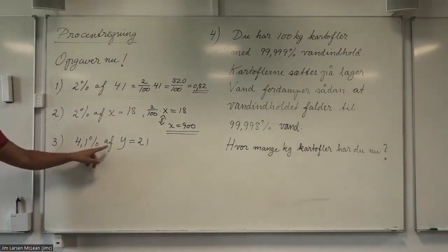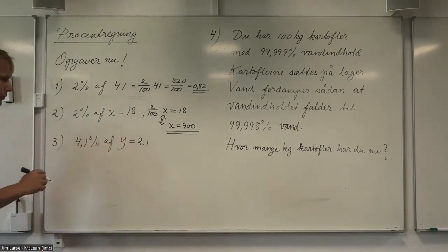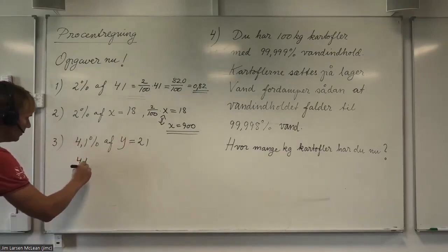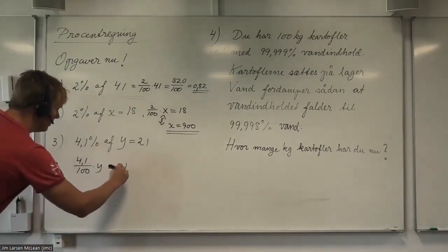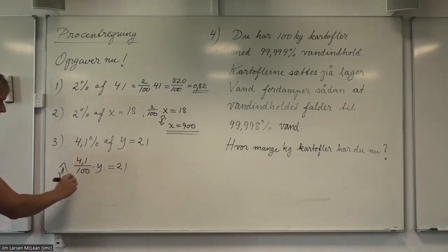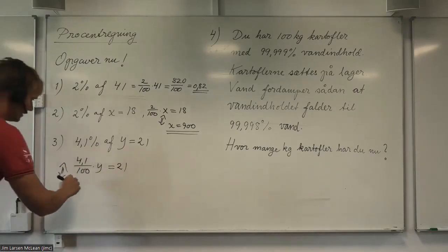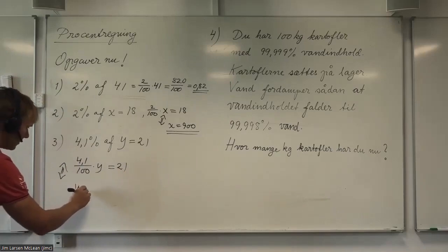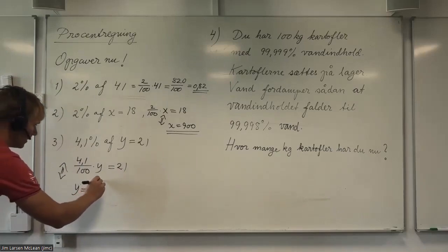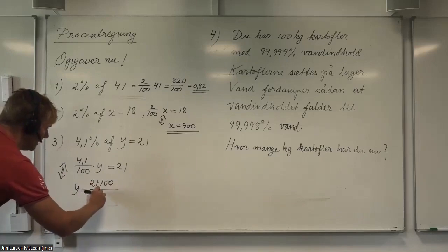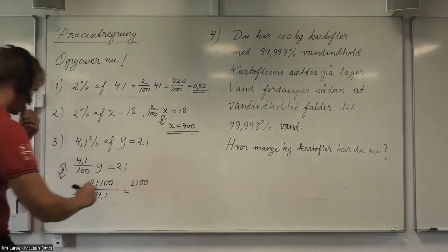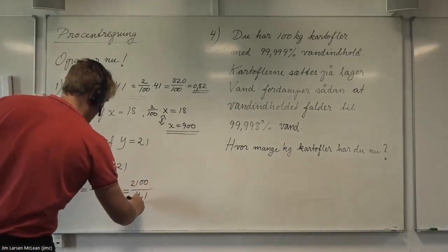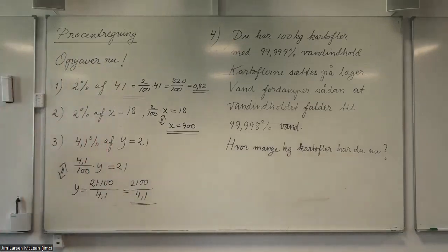Next, there's 4.1% of a number I don't know, called y, which should give 21. So I can write that as 4.1 over 100 times something I don't know, which is y. And it should give 21. Then I just isolate y, multiplying both sides of the equation by 100 and dividing by 4.1. So y must be 21 times 100 divided by 4.1. So that means it gives 2,100 over 4.1, and you can punch that into a calculator if you want. But here we're just interested in the method, so I'm just going to underline that twice.